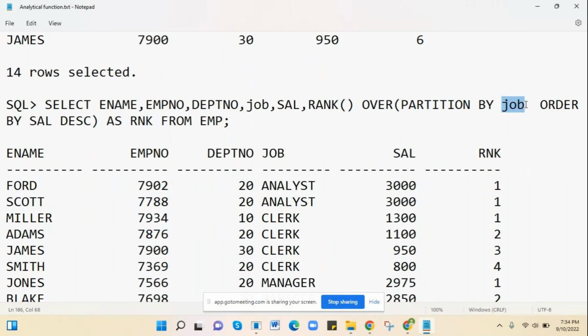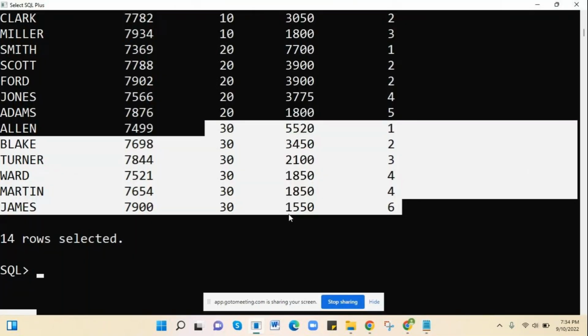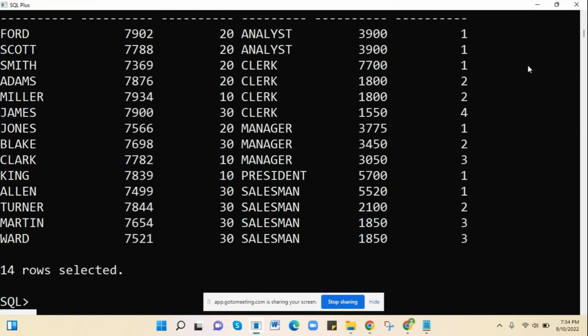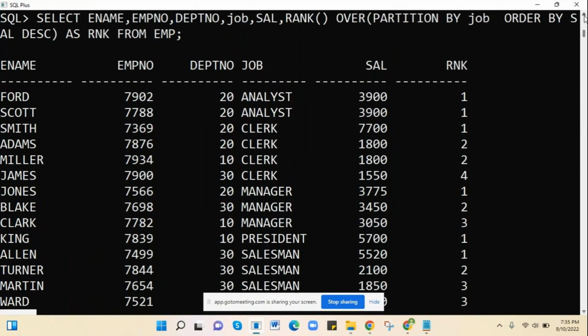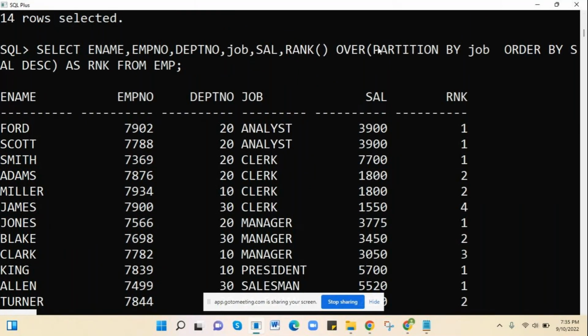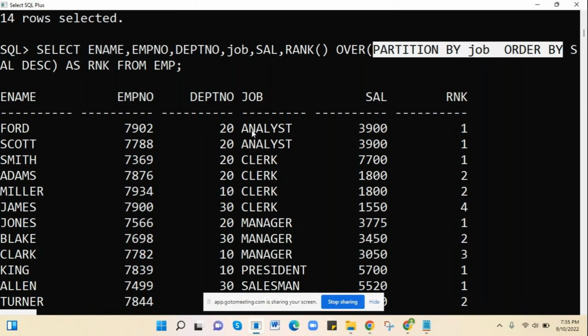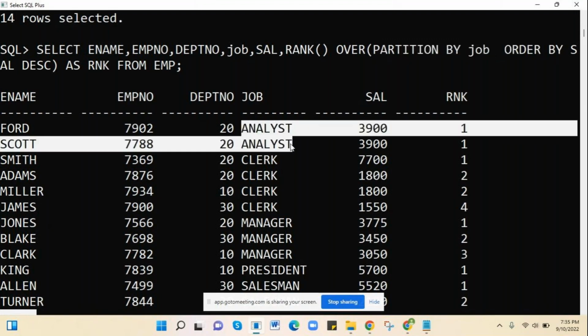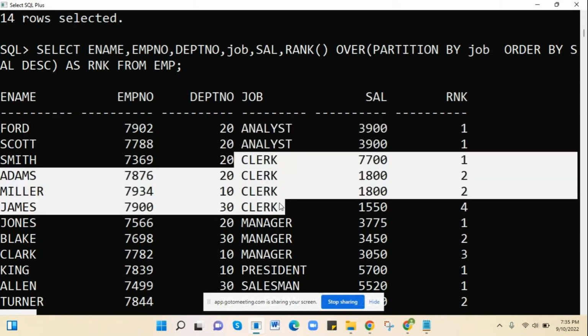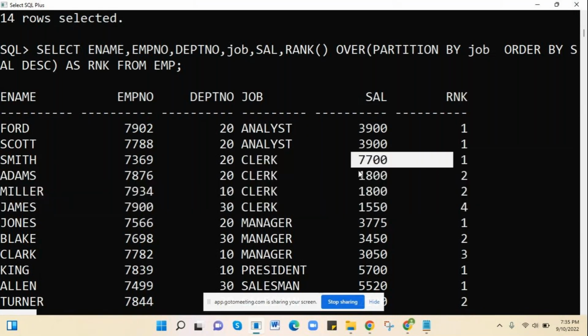Partition by job. Among the clerks, who is getting the highest salary or second highest salary? Partition by job, order by salary descending. So first analyst. Among the analysts, both have the same salary. There are four clerks. Among the four clerks, who is the top earner? Smith. Next top earner, Adams.